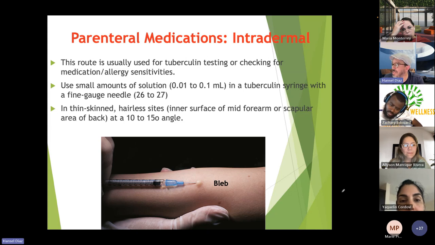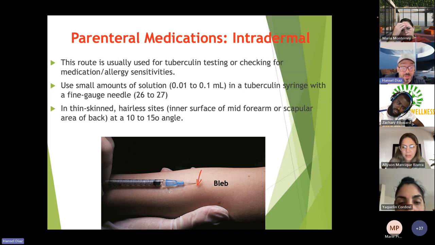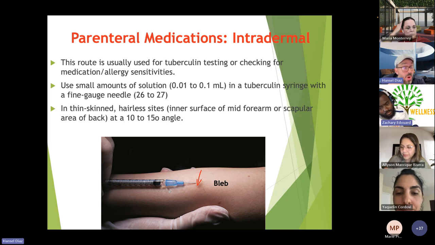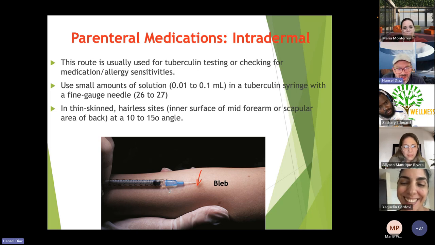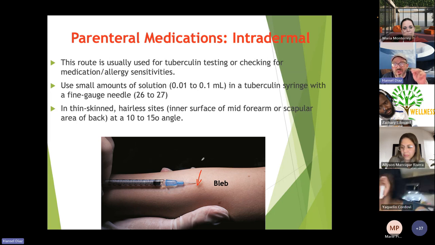Guys, this here, that's an NCLEX question. It's normal. You don't call 911. You're supposed to see it. That's an expected thing. You don't call 911. That's something that should happen if you're doing intradermal. It's under the epidermis. It's an expected thing.